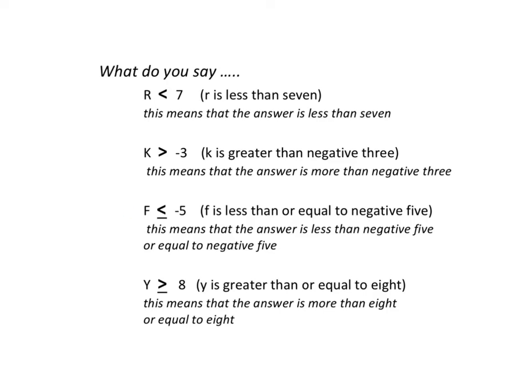The next one we have f is less than, and that little line underneath means equal to, negative 5. So we can read that f is less than or equal to negative 5. This means that the answer is less than negative 5, or it could be exactly negative 5. The last one, y is greater than or equal to 8. So this means that the answer is more than 8 or equal to 8.